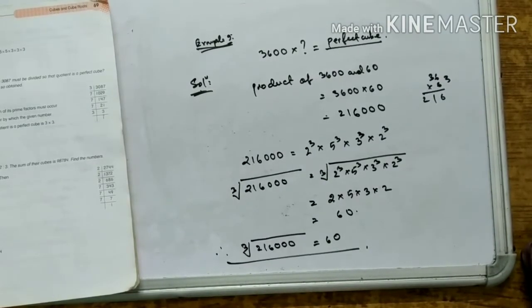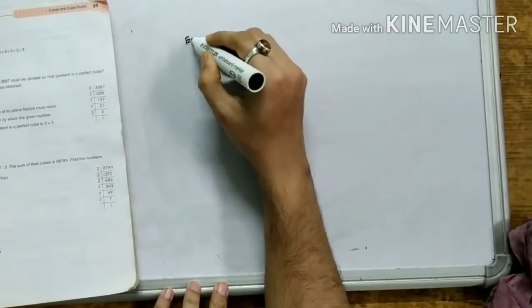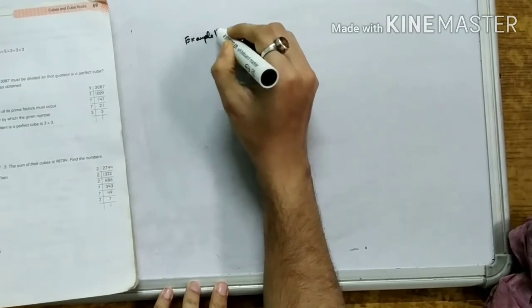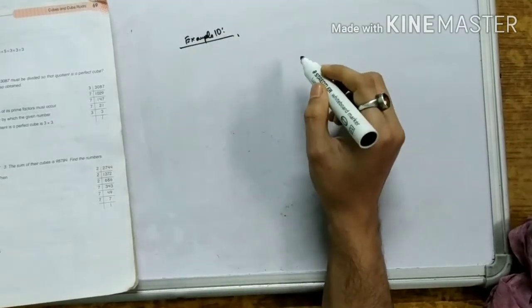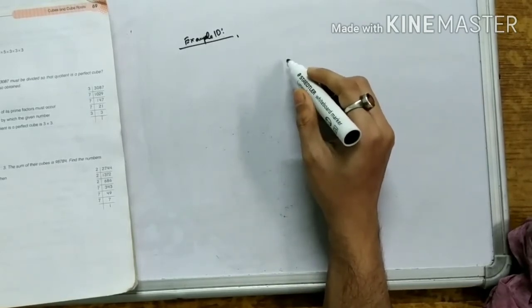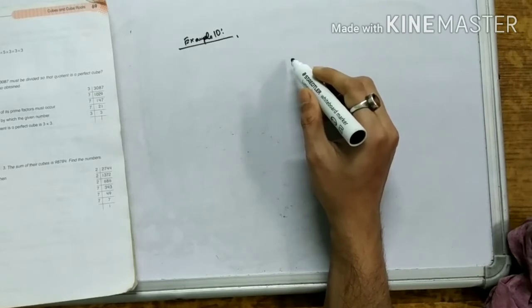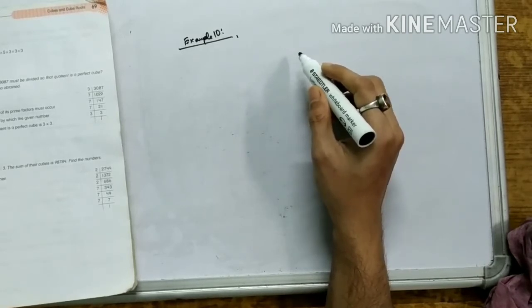Okay. Next, again our example, example 10. What is the smallest number by which 3087 must be divided so that the quotient is a perfect cube? Also find the cube root of the quotient so obtained.